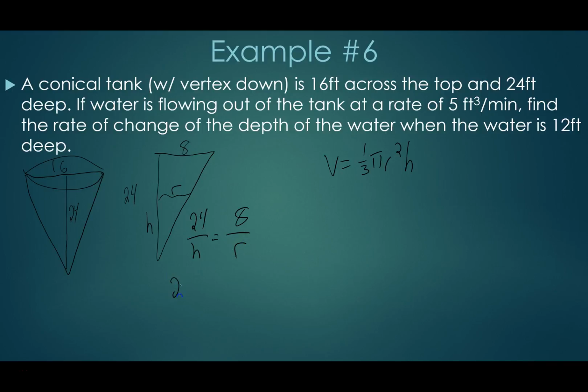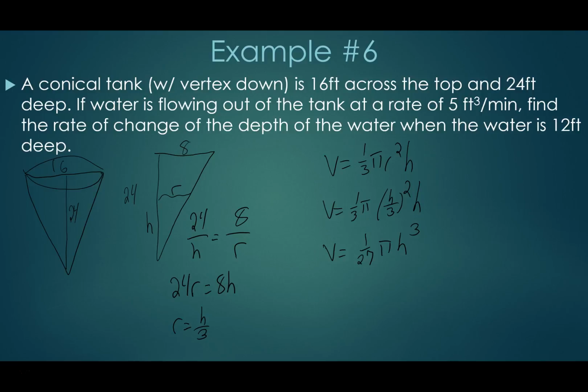So when I cross multiply, I get 24r equals 8h. Now, they want to find the change in depth. They want to find dh/dt. So that tells me I want to replace all my r's with h's, so I can actually solve for dh/dt. So if I divide both sides by 24, r is h over 3. So I can use that in the original equation, 1/3 pi times (h over 3) squared times h. This will come out to be 1/27 pi h cubed. I now have the volume in terms of one variable. It is now much easier to work with.